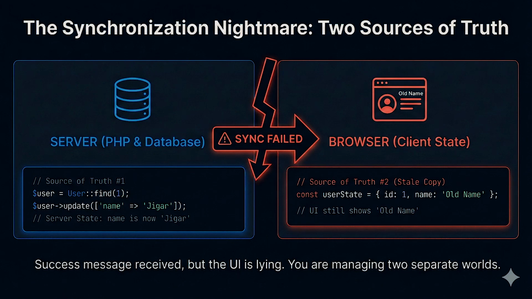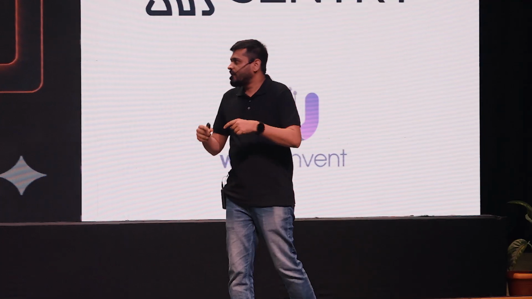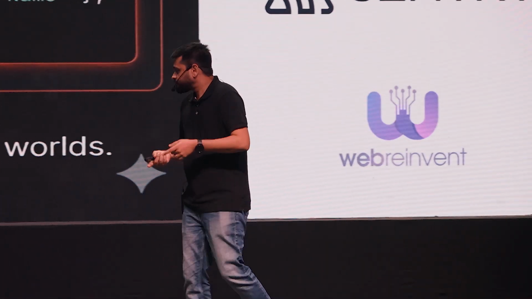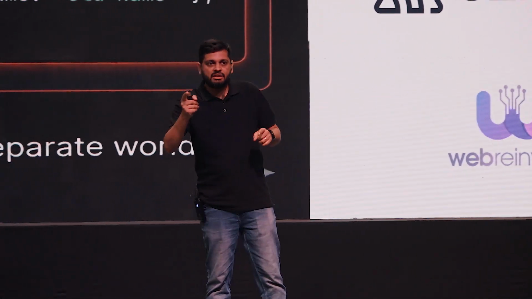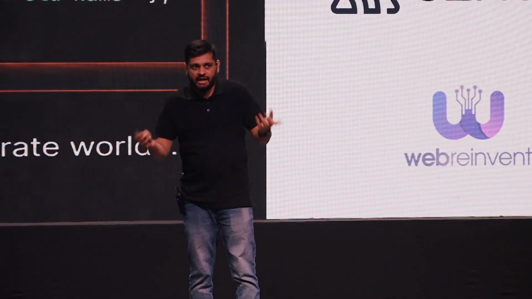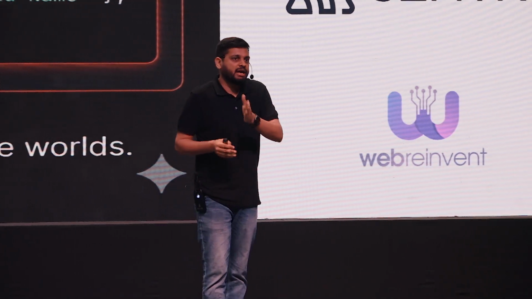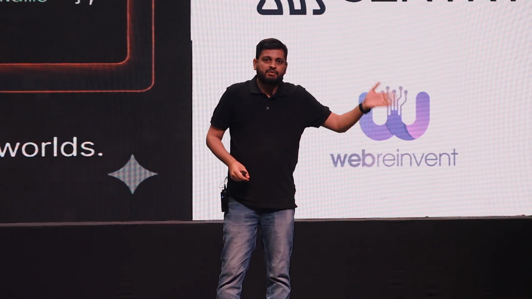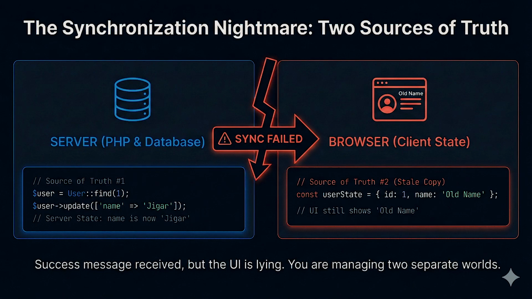Modern SPAs are good, but they come with their own set of problems. First, let's say we are making an API call in React. It is very common. We make an API call, we fetch the data from the database, then we store it in the browser. The first source of truth is the database, and the second becomes our browser. The problem is that we have to keep these in sync.